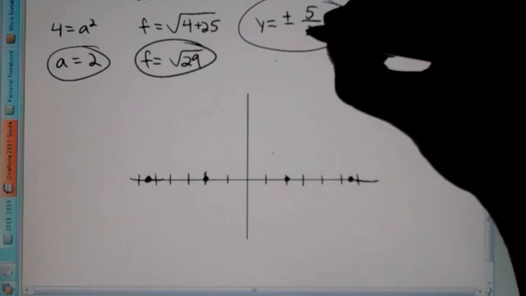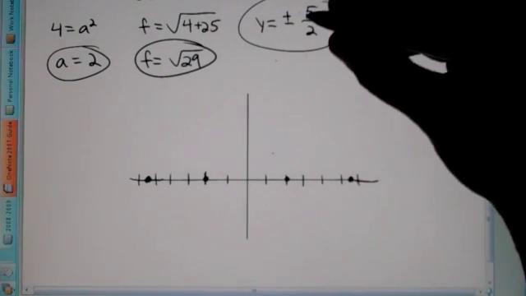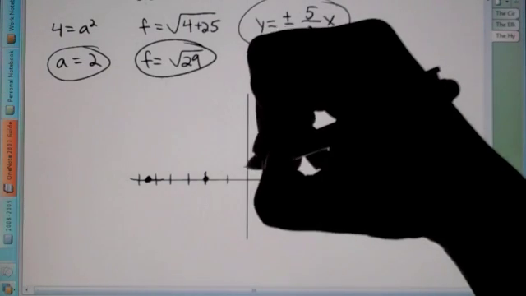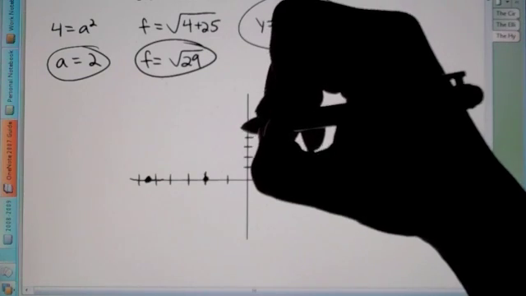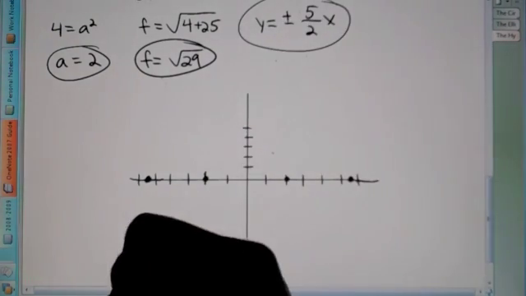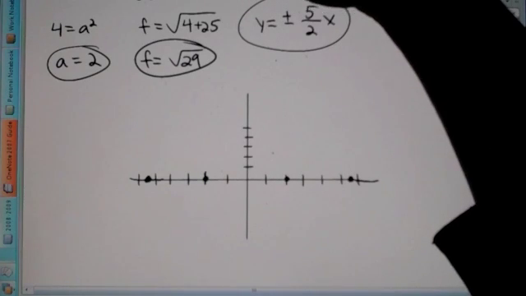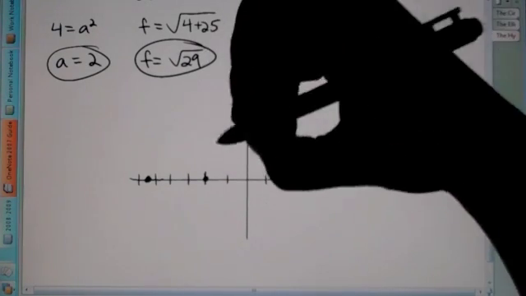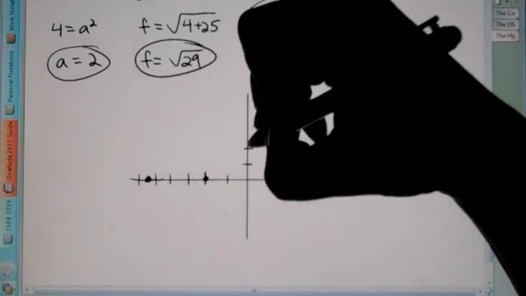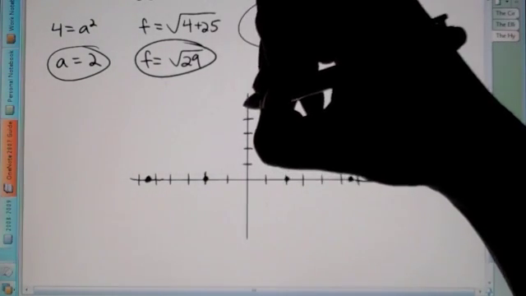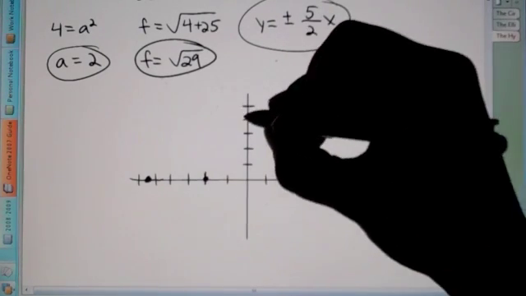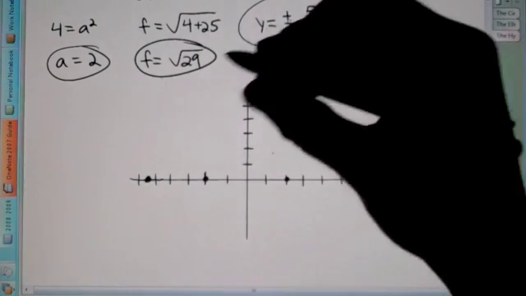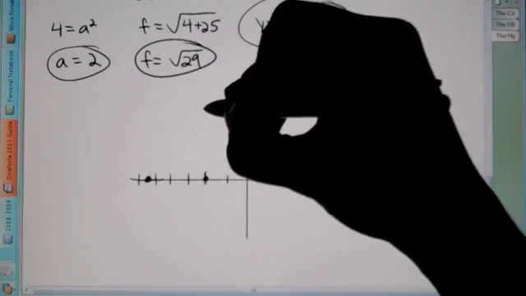So here's your rise over run, 5 over 2. Rise over run. So I'm going to rise 5. 1, 2, 3, 4, 5. We should probably draw this to scale. That would probably be good. Okay, so 1, 2, 3, 4, 5. Over 5, up 5 over 2. Rise over run. Since it's positive negative, we're going to rise and go back 2 as well.